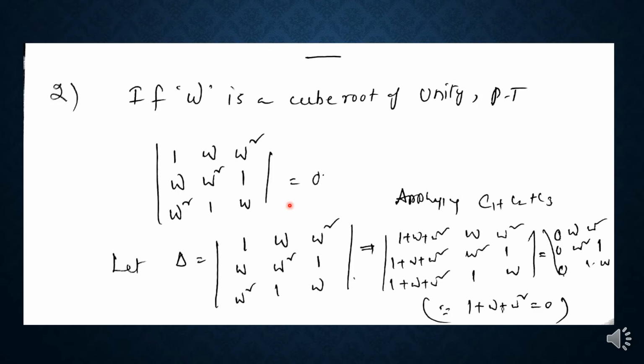Then that can be written in a cube minus b cube form as omega minus 1 into 1 plus omega square. A cube minus b cube is equal to a minus b into a square plus ab plus b square. That means omega minus 1 is equal to 0 or 1 plus omega square is equal to 0. If we are given that omega is a cube root of unity, then we can write omega cube is equal to 1, or 1 plus omega square is equal to 0.